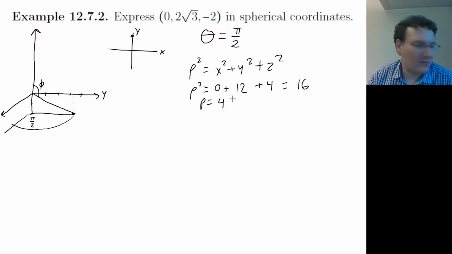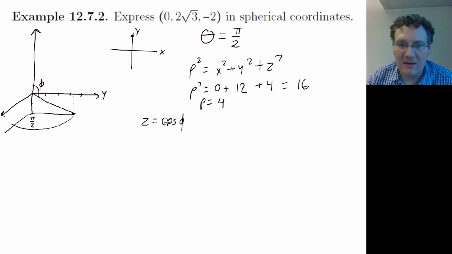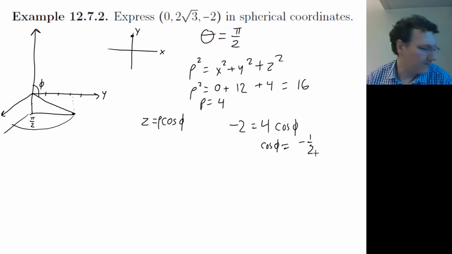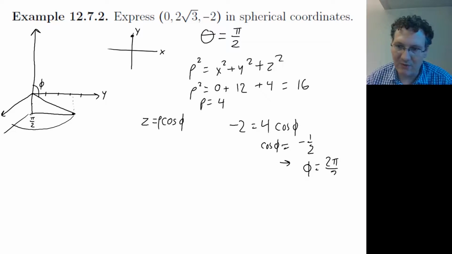And as we had before, since you know that z is equal to rho times the cosine of phi, we can write -2 is equal to 4 times cosine phi. So cosine of phi is equal to -1/2. That leads us to phi being 2 pi over 3.